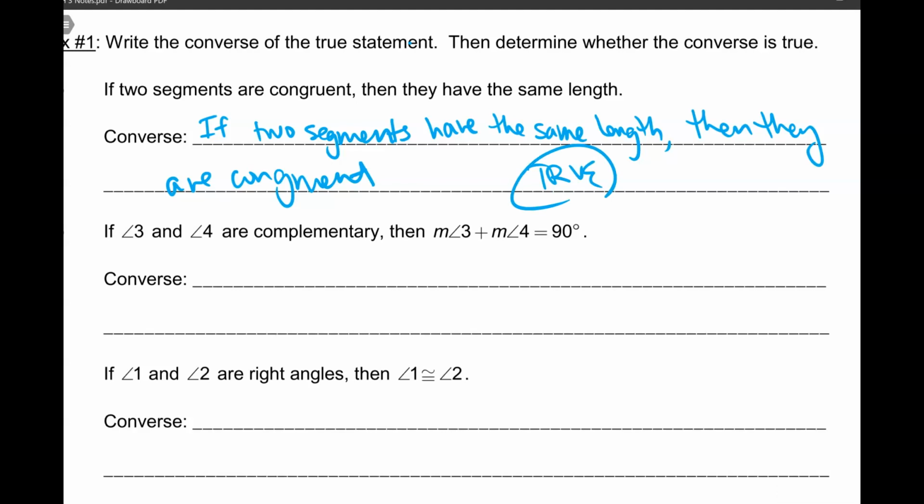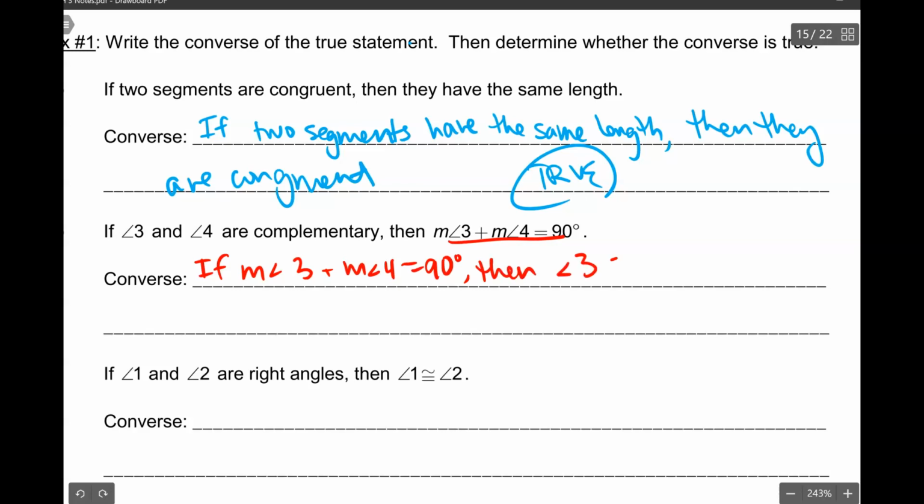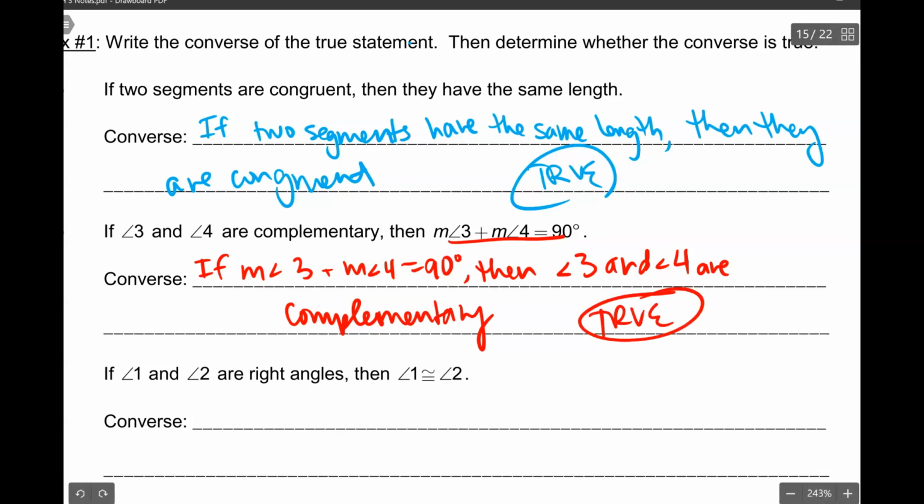All right, let's give it a shot. If angles 3 and 4 are complementary, then the measure of angle 3 plus the measure of angle 4 is 90. Let's flip it around. If the measure of angle 3 plus the measure of angle 4 is equal to 90, then angle 3 and angle 4 are complementary. That is 100% true, because being complementary just means they add to 90. And if something's complementary, they will add to 90. So that's fine.